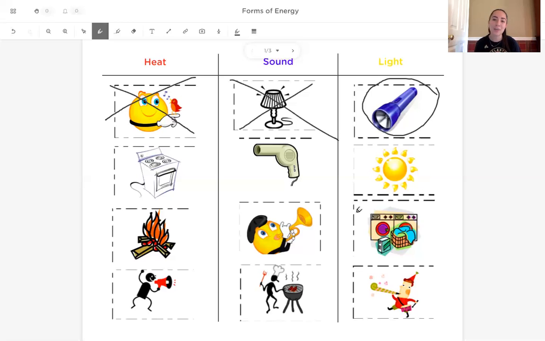Okay, so that's your job today. Look at each of these different columns and decide, does it make heat? Does it make sound? Does it make light?